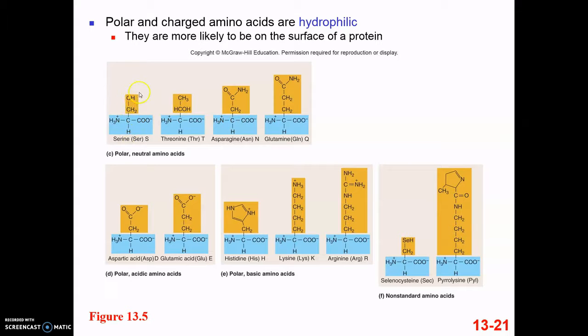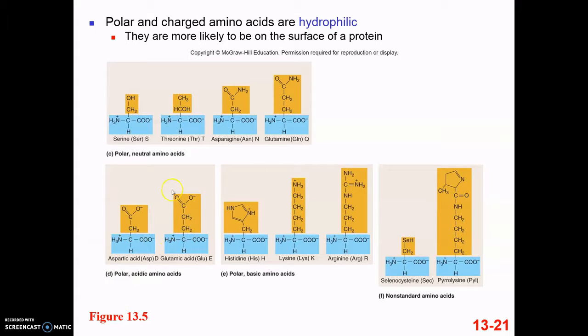So here we have serine with just an OH. Here we have threonine, which has an OH in a slightly different position. It's essentially a methylated version of serine. Here we have asparagine and glutamine, very closely related. They have a carbonyl and an amino group, both kind of unique in nature.